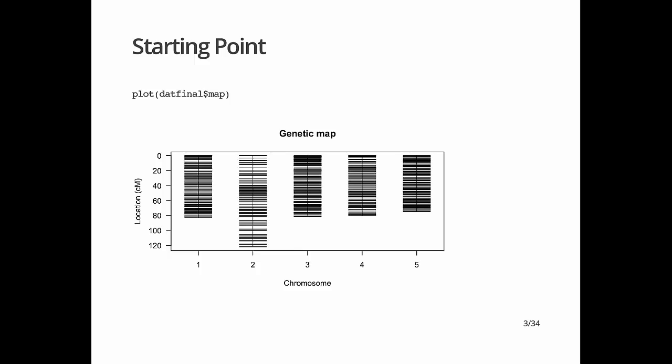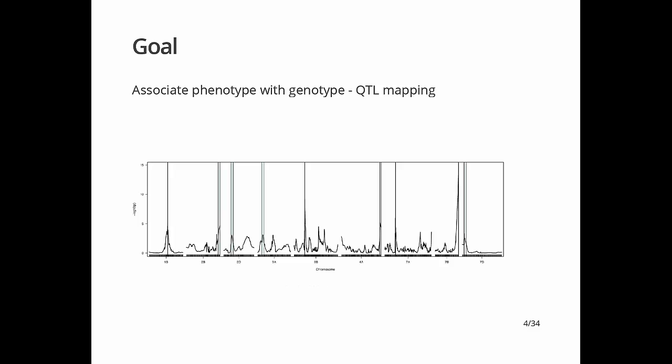The starting point for QTL mapping is always going to be the genetic map. In this case, this is the genetic map produced from the previous stage. You can see that some of the chromosomes are shorter than they really should be. One is a bit longer, but roughly they're about right. The goal is to associate some sort of phenotype with your genotype. This is just a plot, much like the ones Carl showed you, of a QTL profile. In this case, rather than plotting the LOD score, we're plotting the negative log base 10 of the p-value, and we're just trying to pick up QTL on various chromosomes.